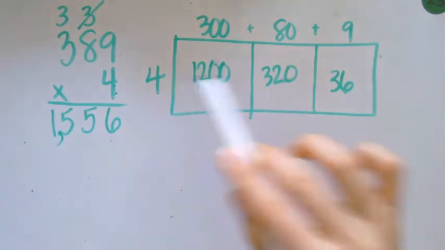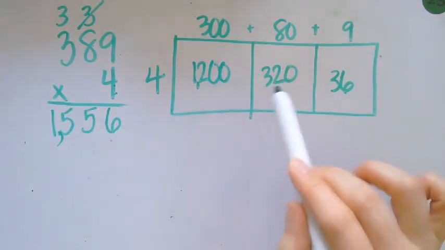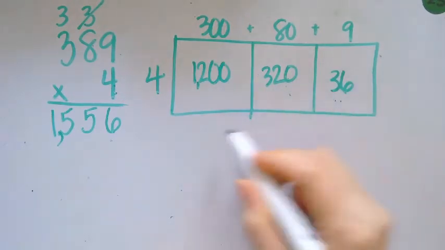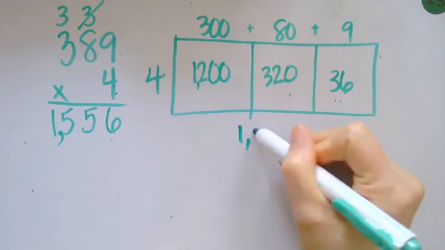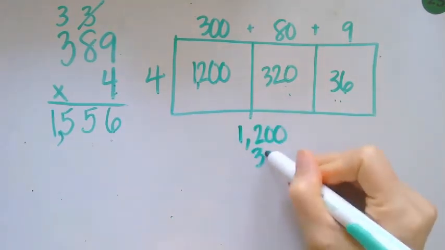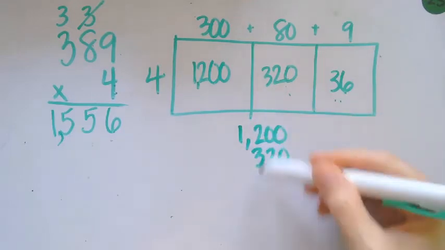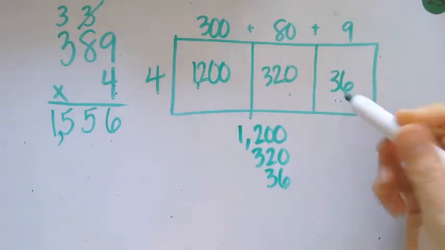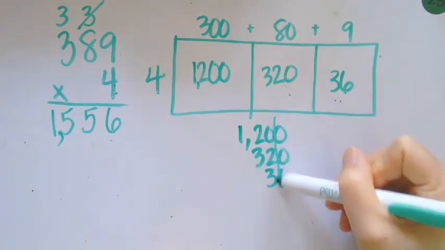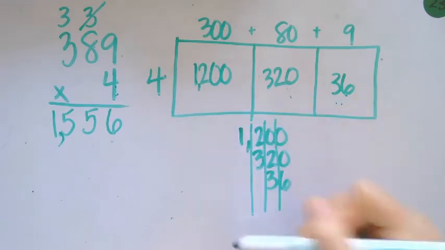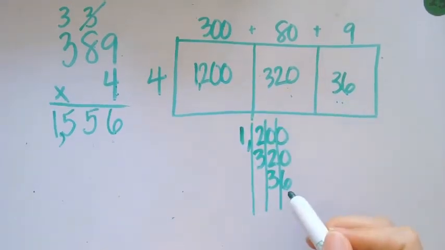All right. Almost done. Now we need to go ahead and add up these 3 partial products. Okay, so I'm going to start with my greatest number, which is 1,200, and add my next greatest, which is 320. As you notice, I'm lining them up according to their place value, and lastly, 36. If you're having a hard time keeping them lined up, if you make these little lines, that helps you keep track of what numbers should go where.